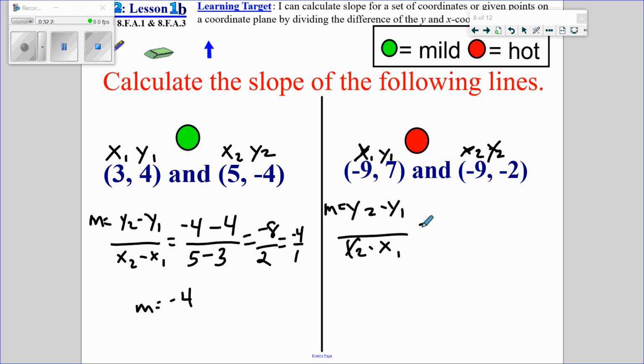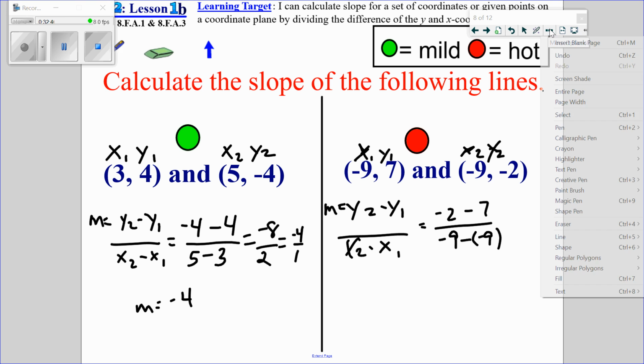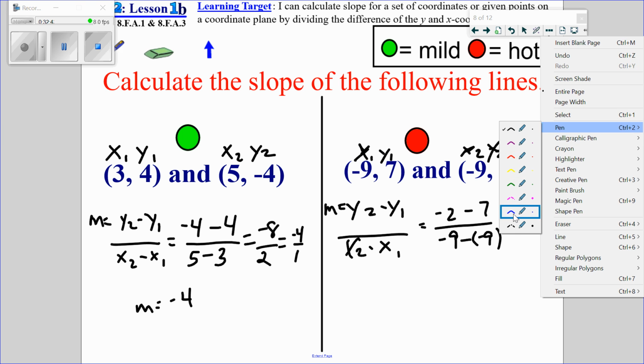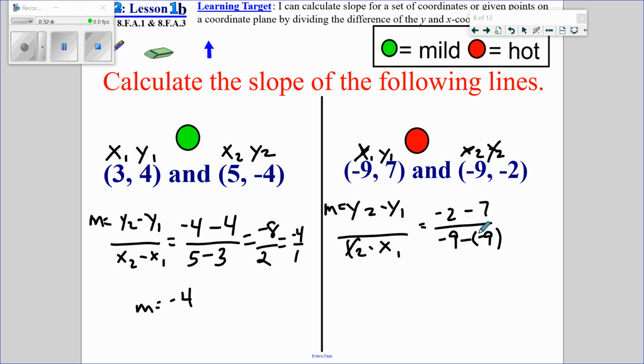Okay, y2 is negative 2 minus 7 over negative 9 minus a negative 9. Now, we said when we see the two negatives close together, they become positive. So, I'm going to make my little circle down here and make it positive. Because a negative times a negative is a positive. Negative 2 minus 7, taking away 7, gives you negative 9. And negative 9 plus 9 gives you 0.